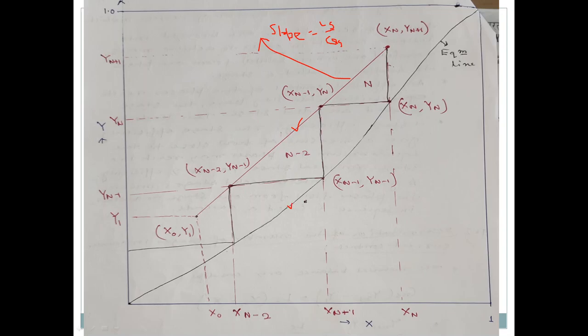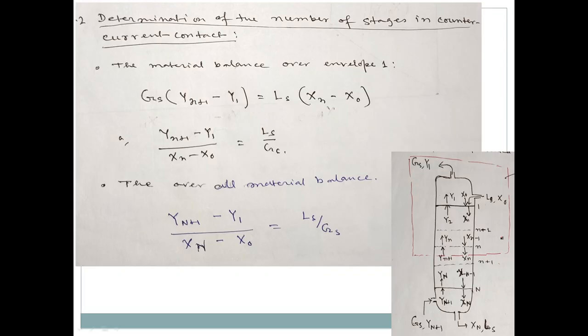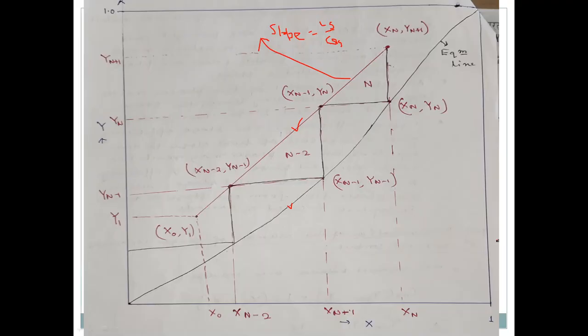But the operating line is very similar to your countercurrent process, because here also the countercurrent is going on. G phase is moving from bottom to top, and L phase is coming from top to bottom. So here also countercurrent is going, but I created multiple stages. That's all.